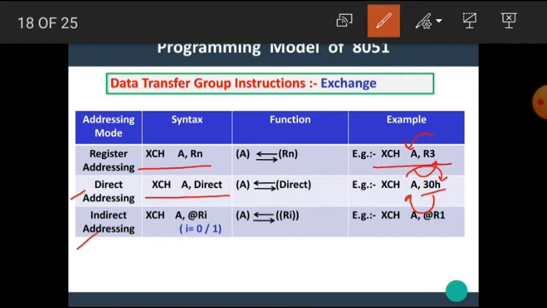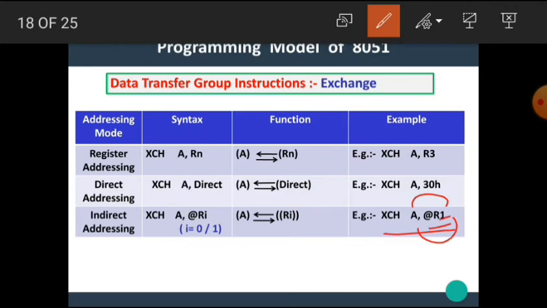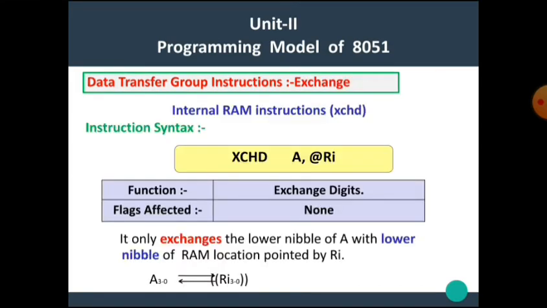The next addressing mode is indirect addressing mode. Its syntax is XCH A, @Ri. That means whatever data is pointed to by this Ri register is exchanged with the accumulator. For example, XCH A, @R1. That means after execution of this instruction, the data pointed to by the R1 register is now in the accumulator, and the accumulator contents are in the memory location pointed to by the R1 register. I hope you all understand.